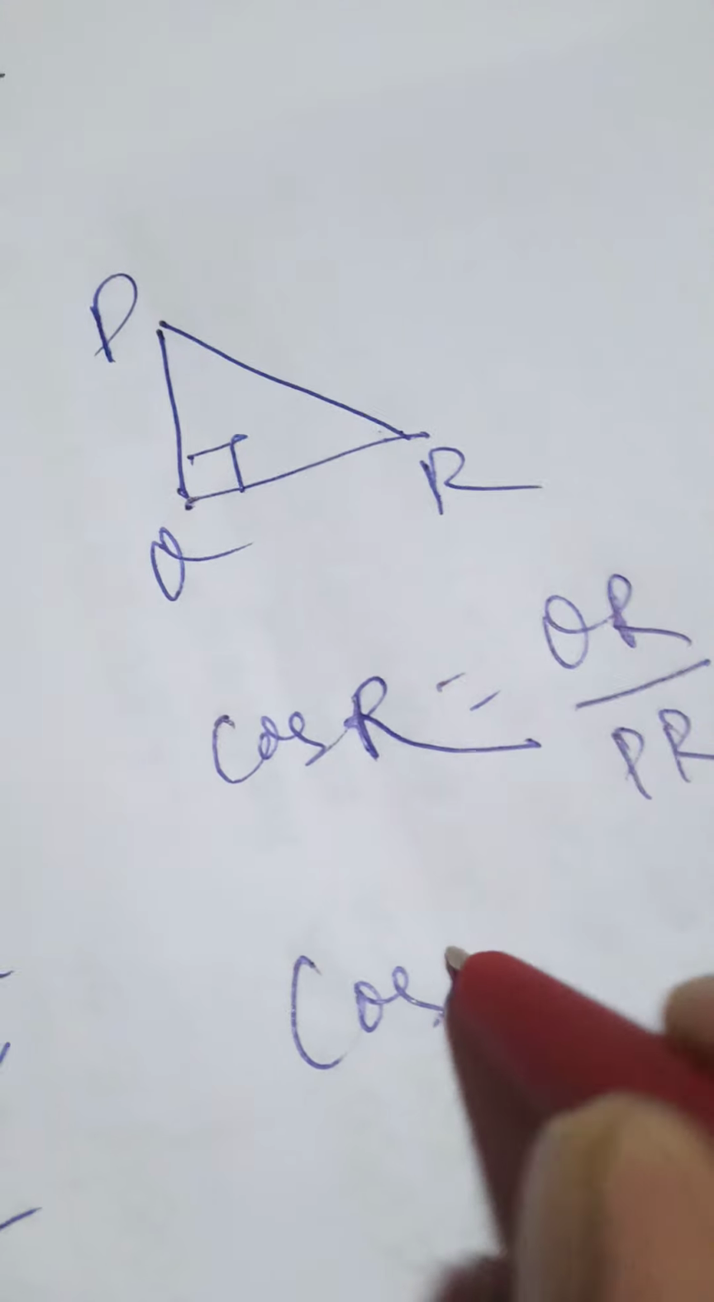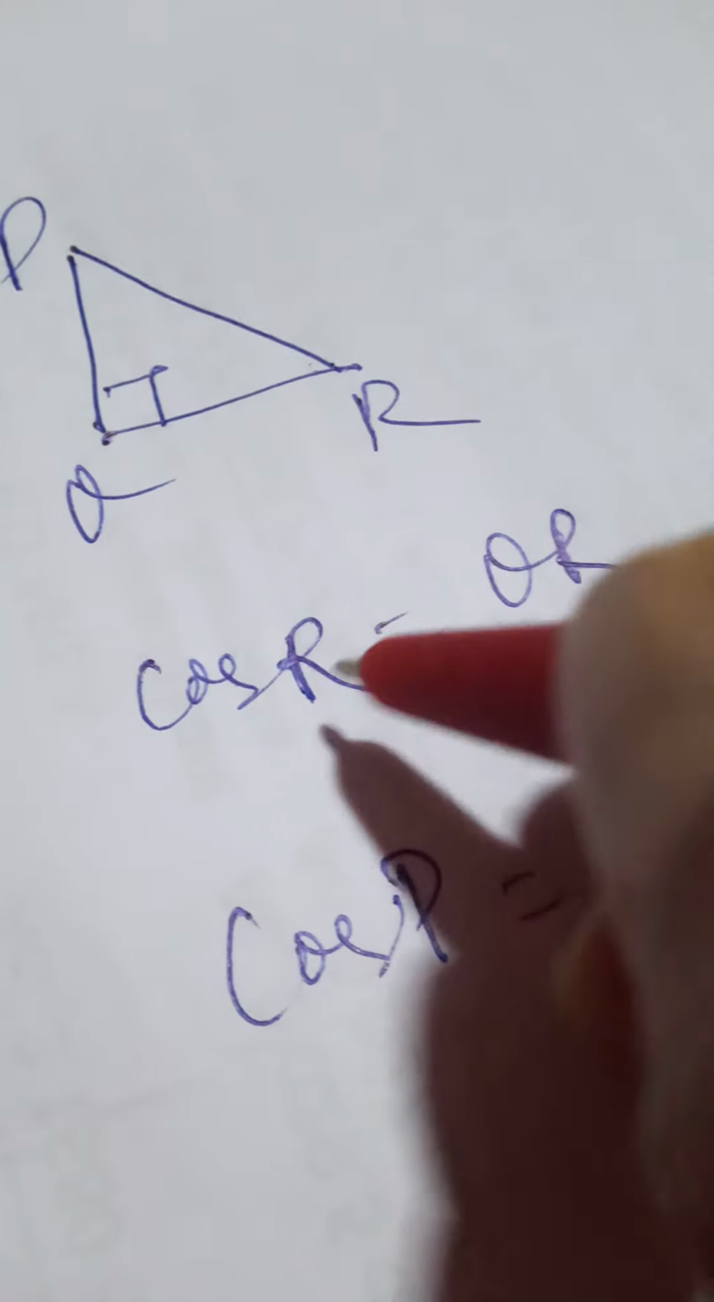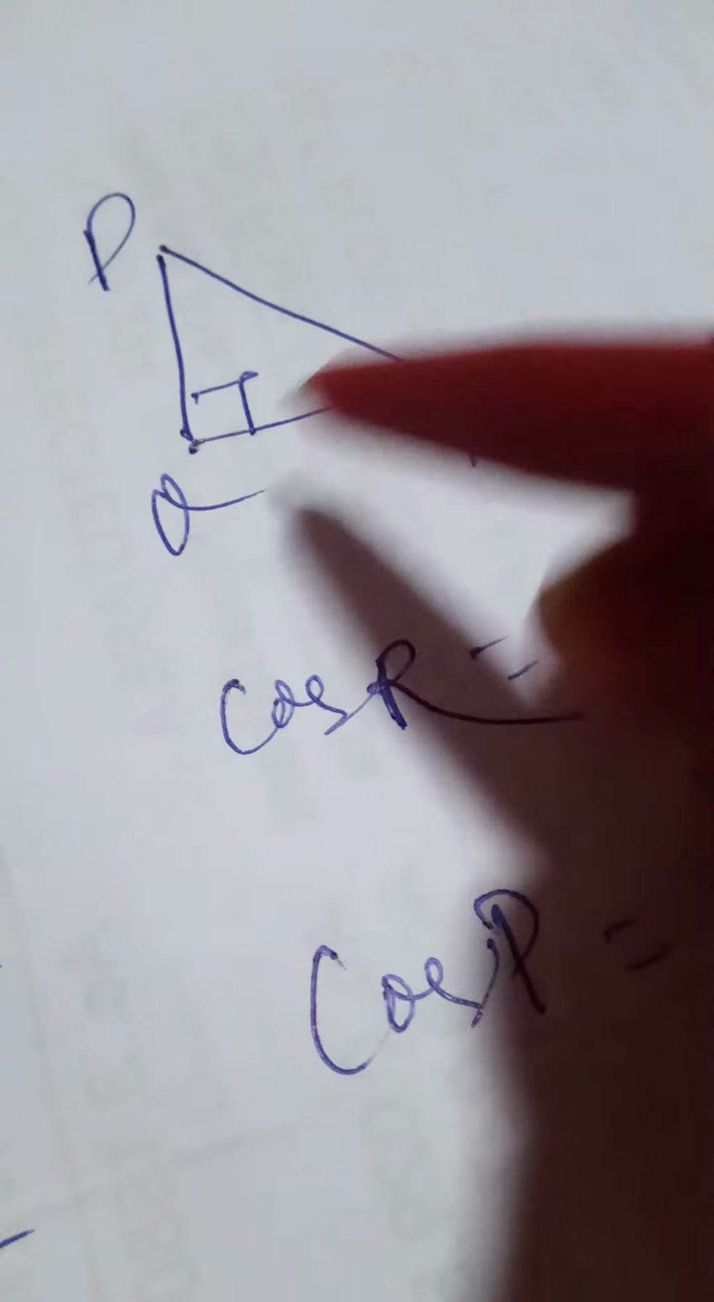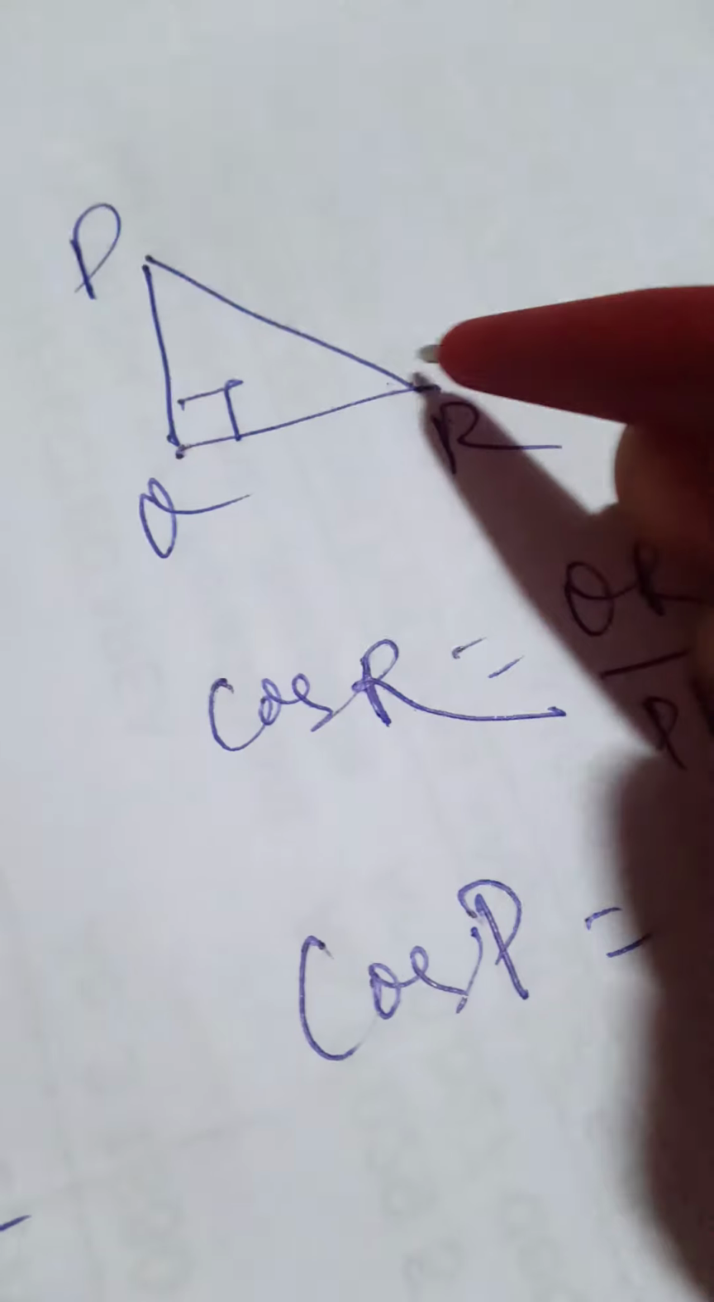But suppose it is asking cos P. Give importance to that. It is cos of angle P. So here the angle concerned is P, not R. For angle R, we get cos R equal to base by hypotenuse, QR by PR, because R is the angle, so this is the adjacent side divided by hypotenuse.